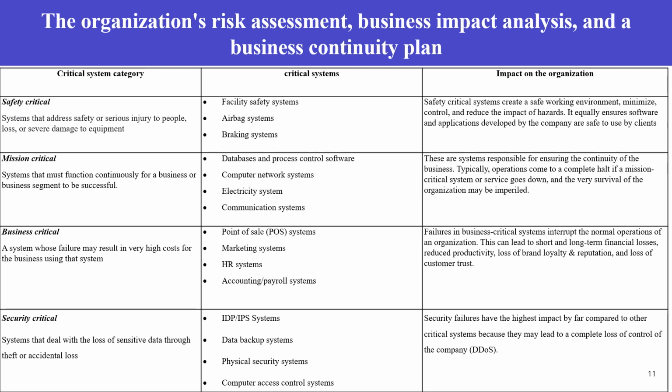So we have security critical systems. Security critical systems are systems that deal with the loss of sensitive data through theft or accidental loss. These systems include intrusion detection and prevention systems (IDS and IPS), data backup systems, physical security systems, and computer access control systems. Security failures have the highest impact by far compared to other critical systems because they may lead to a complete loss or control of the company. That's like a distributed denial of service.